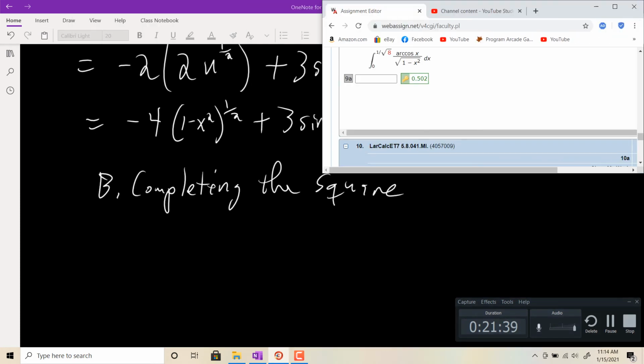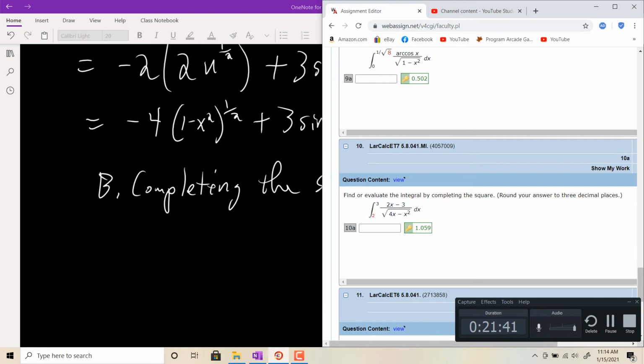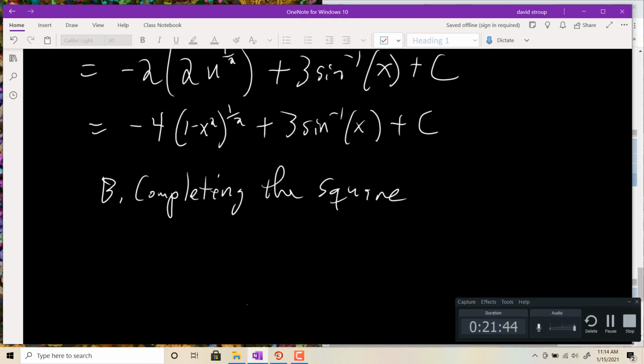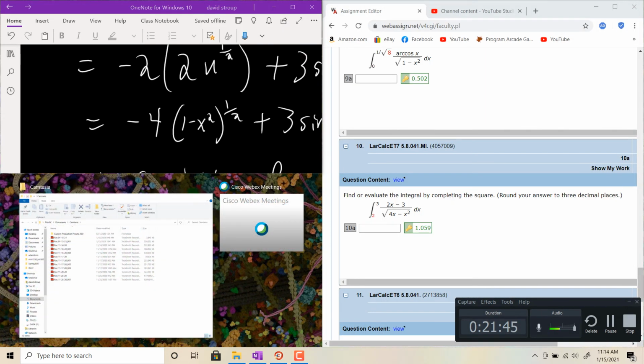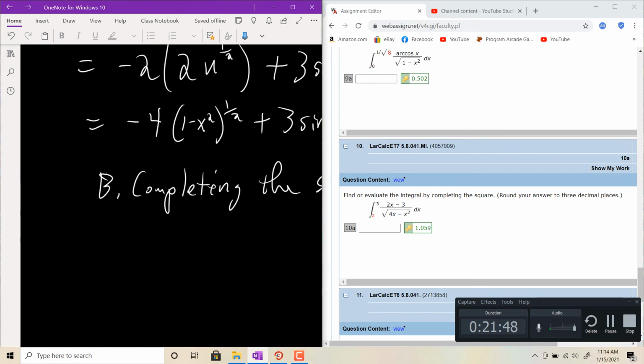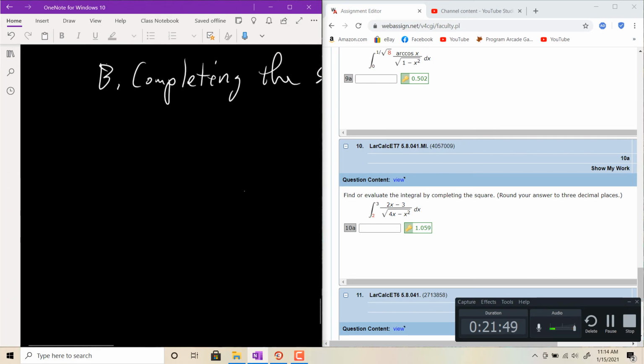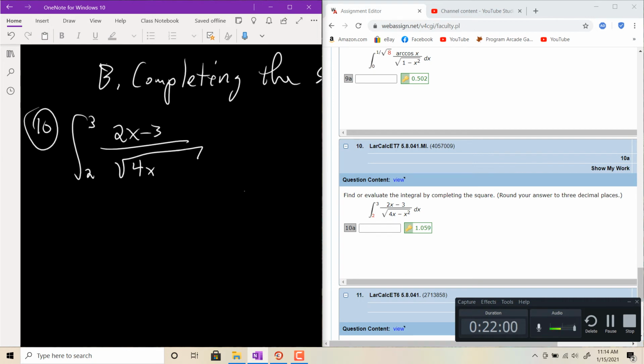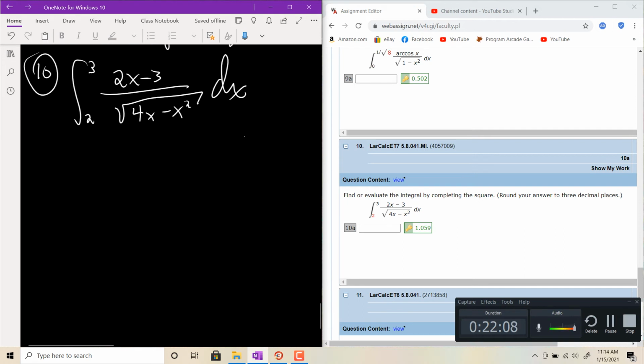That should be instructive, somewhat instructive maybe. Okay, so number 10, we have the integral from 2 to 3 of (2x minus 3) all over the square root of (4x minus x squared) dx. Okay, so completing the square in the denominator.